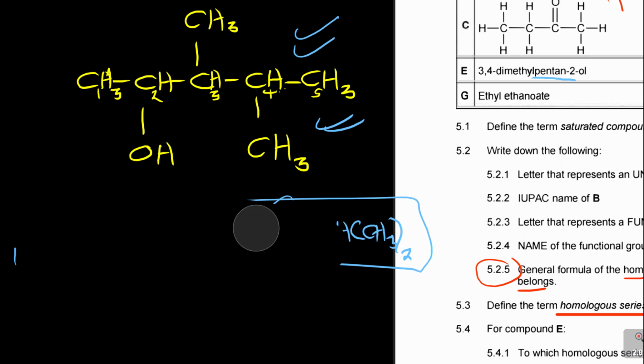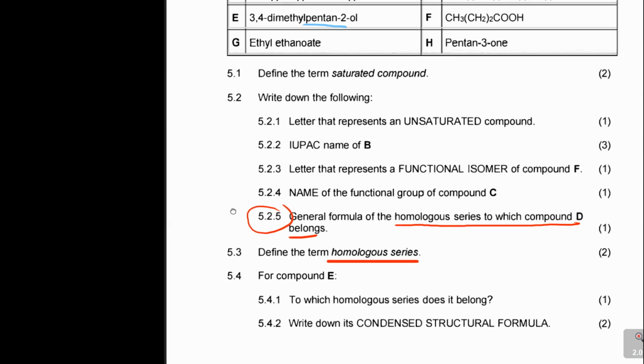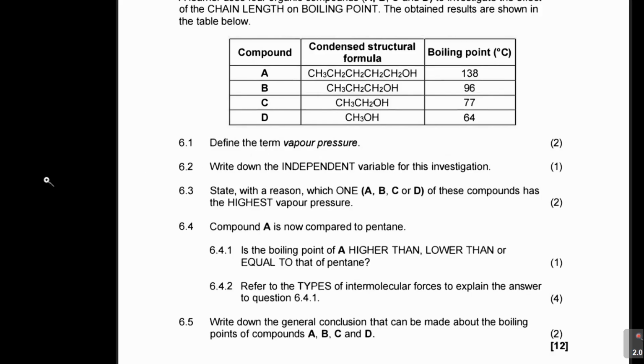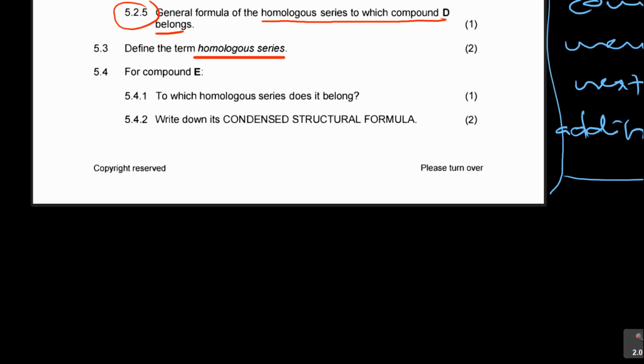All right, that was that. Let's move on to the next question. It says here: is it a primary, secondary, or tertiary compound? Let's come back here.